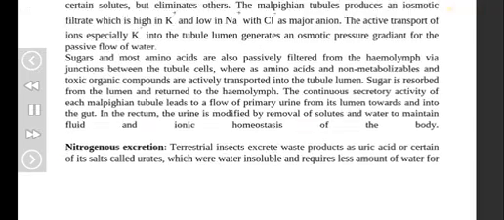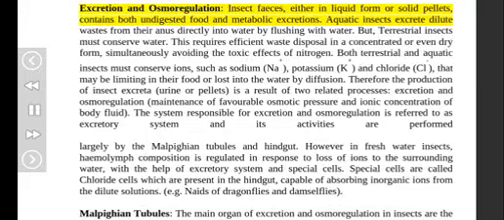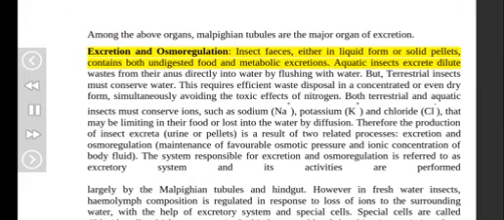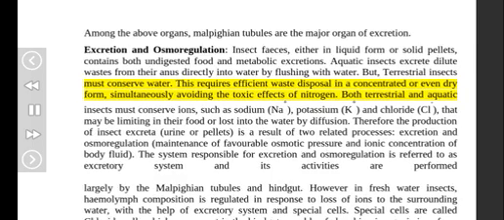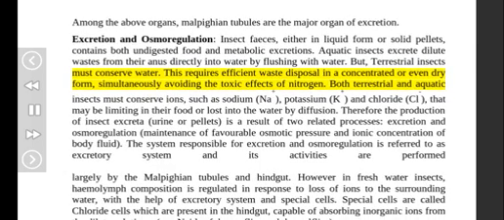Excretion and osmoregulation. Insect feces, either in liquid form or solid pellets, contain both undigested food and metabolic excretions. Aquatic insects excrete dilute wastes from their anus directly into water by flushing with water. But terrestrial insects must conserve water. This requires efficient waste disposal in a concentrated or even dry form, simultaneously avoiding the toxic effects of nitrogen. Both terrestrial and aquatic insects must conserve ions, such as sodium Na+, potassium K+, and chloride Cl-, that may be limiting in their food or lost into the water by diffusion.